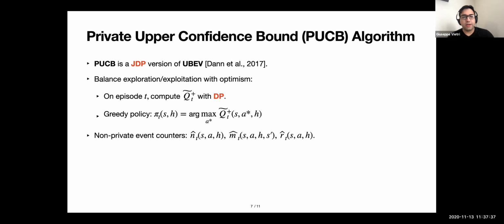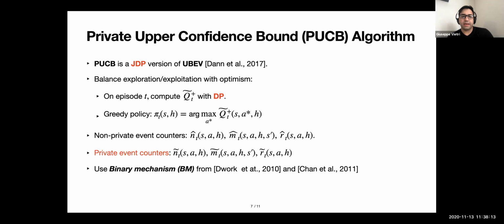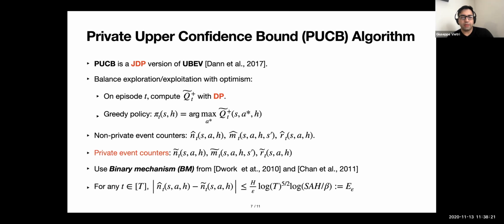To construct this Q function, we use event counters that provide sufficient statistics to estimate the Q function value. Here, N hat keeps track of the number of times the user visits state-action SA. M hat keeps track of the number of times the user transitions from state S to S prime after taking action A. And R hat is the total reward received on the state-action SA. To implement privacy, we use private counters, which we denote by tilde. We use the binary mechanism from Dwork et al. and Chan et al. to implement these private counters. From those papers, we see that the error of the private counters is upper bounded by this variable E epsilon, which is equal to H over epsilon times log T.